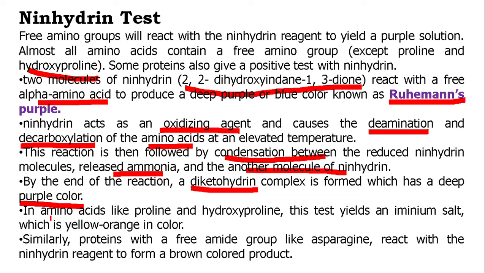Amino acids like proline and hydroxyproline, they give us yellow orange color, not a purple color, because of formation of iminium salt. Okay, and proteins with a free amide group like asparagine react with ninhydrin, and what we have is the brown colored product. Anyway, ninhydrin is a beautiful reaction.